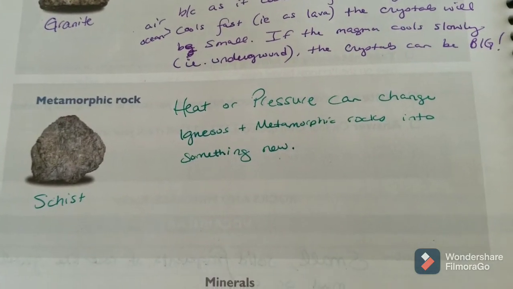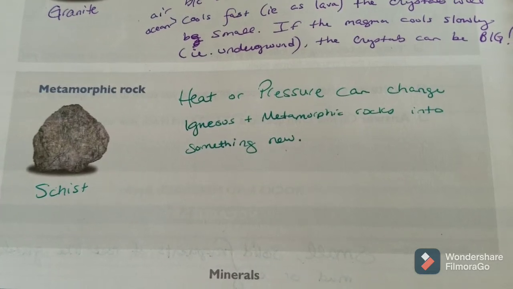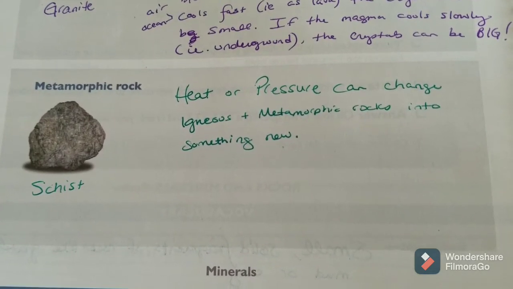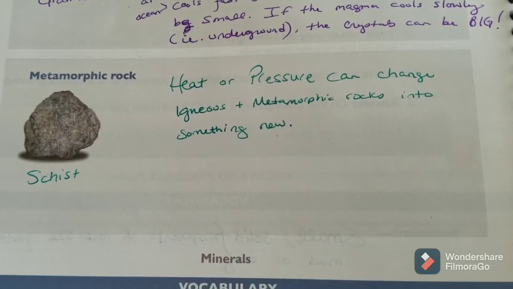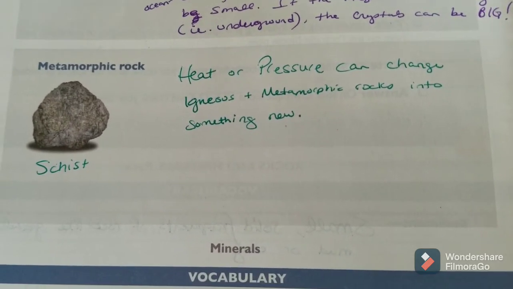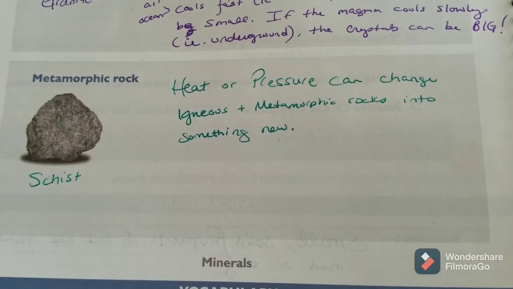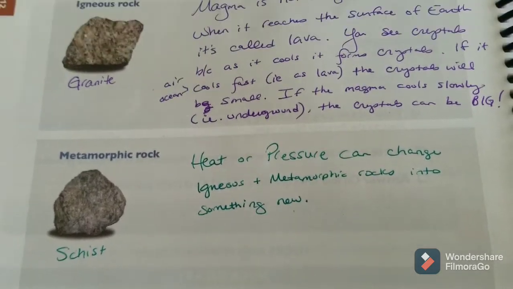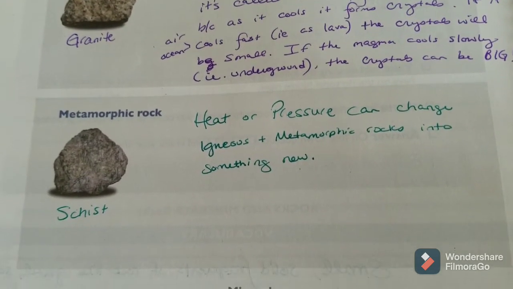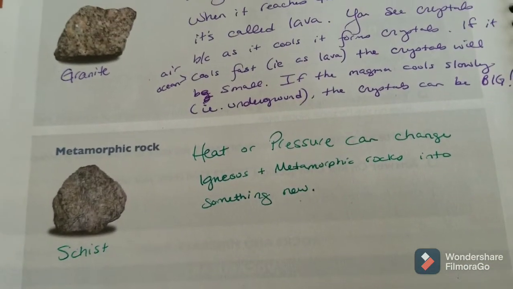All right, metamorphic. When you think of metamorphic, I want you to think of the word change. Because to morph, to go from one thing to another, is to change, okay? This particular rock picture is schist. Heat or pressure can change igneous and sedimentary rocks into something new. That was a typo on my part. My apologies.